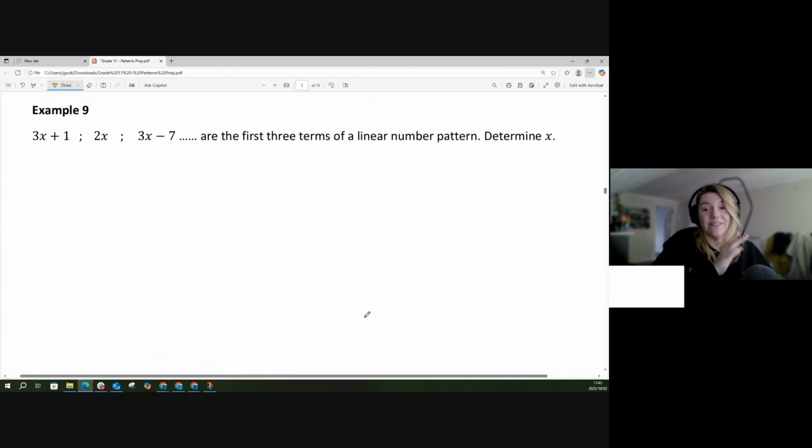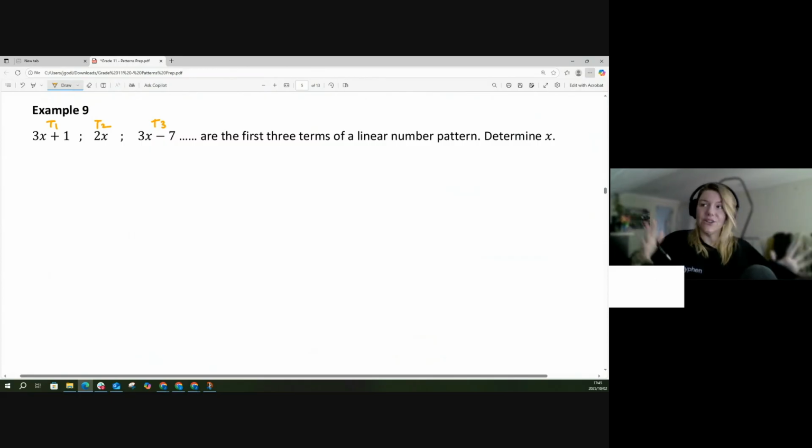So we have a sequence, 3x plus 1, 2x, and 3x minus 7. And they are the first 3 terms of a linear number pattern. So this is term 1, term 2, term 3. You need to determine x.